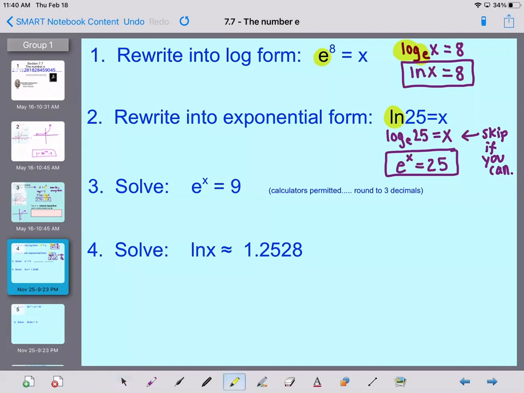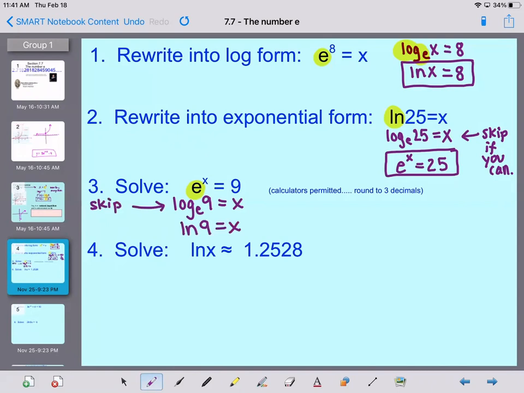So start with the E base, change this to a log base E, go around the equal sign, and then change log base E to ln. Keep the argument the same. The argument never changes. If you can skip that first step, fantastic. Skip it if you can. If not, it's okay.